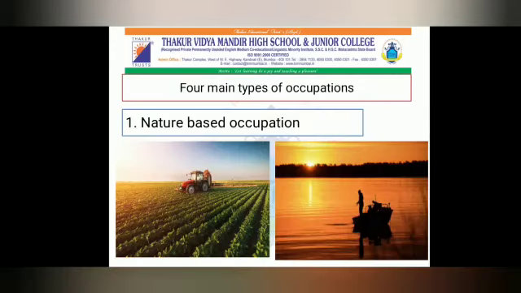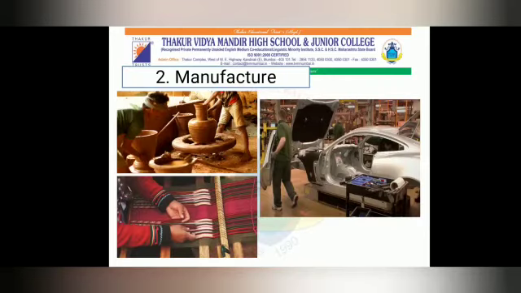The first one is nature-based occupation. In this occupation, whatever work is done by people is 100% based on nature, on the environment. For example, agriculture, fishing, etc. The second type of occupation is manufacture. For example, making of automobiles, making of pots, making clothes, etc.